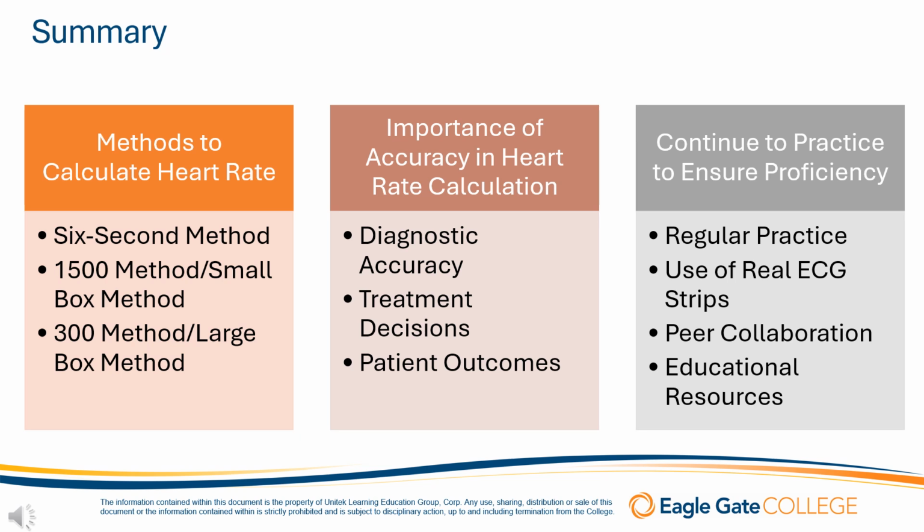The 300 method, or big box method: count the number of large boxes between two consecutive R waves and divide 300 by that number. Also ideal for regular rhythms, similar to the 1500 method, and while it's slightly less precise than the 1500 method, it's still highly accurate and easier to perform quickly. Remember that accurate heart rate calculations are not just a technical skill, they're a critical component of patient care.